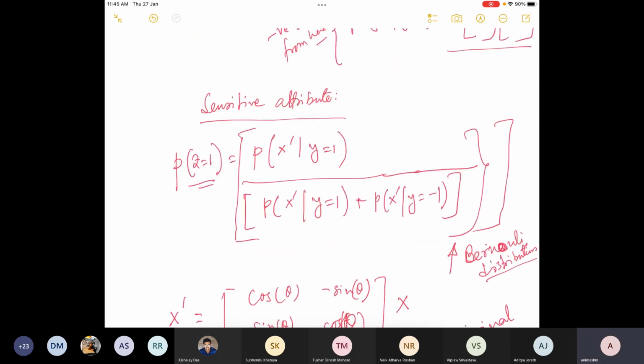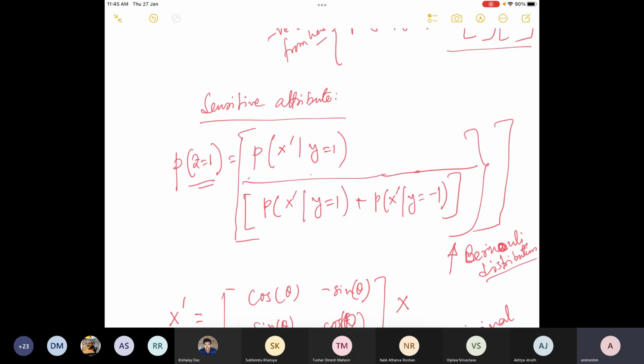So that means in this equation x prime will be replaced by x. So p(x | y = 1) divided by p(x | y = 1) plus p(x | y = -1). So P(z = 1) is the sensitive attribute. Is it less correlated or highly correlated? It will be highly correlated, because P(z = 1) will become proportional to p(x | y = 1), forgetting the denominator. Yes, sir. So this will be highly correlated.